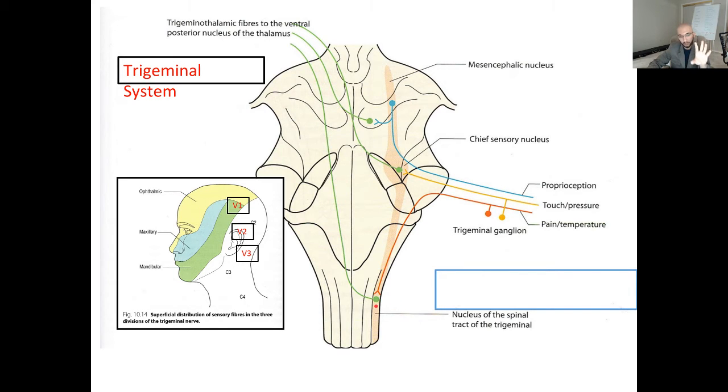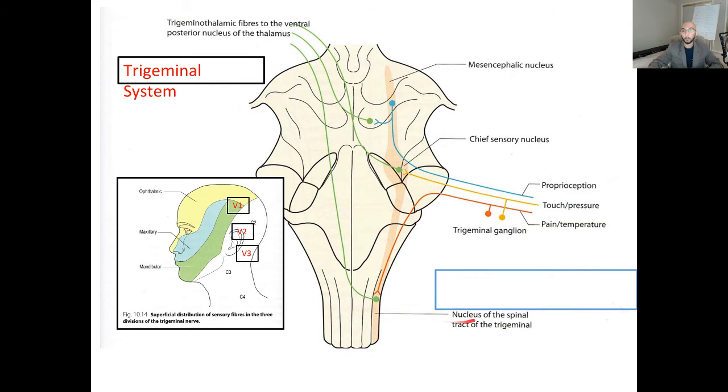Once it hits the nucleus, that's where it crosses over. So it crosses over and it's going to climb up and project to the thalamus. And we're not talking about cortex yet, so don't worry about it. It goes to the thalamus. Just accept that as gospel and move on with your lives for right now. We will talk about the thalamus in depth, but that's not right now.